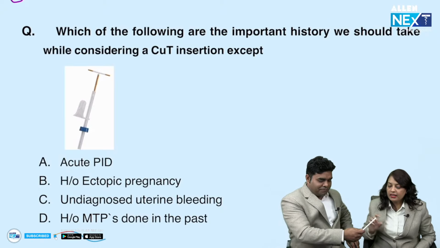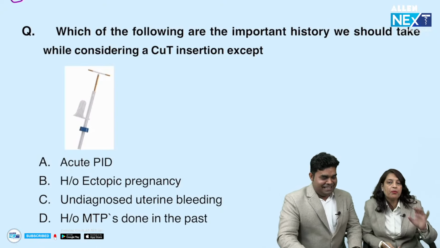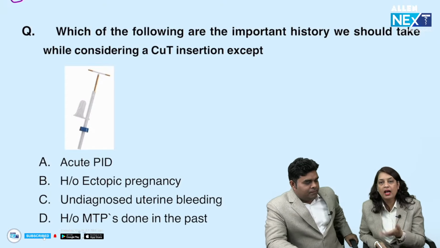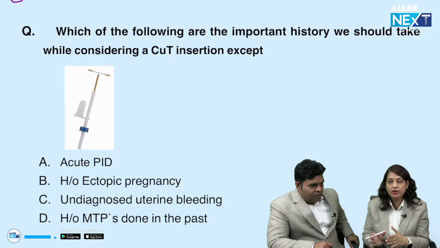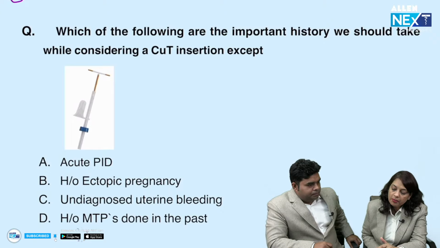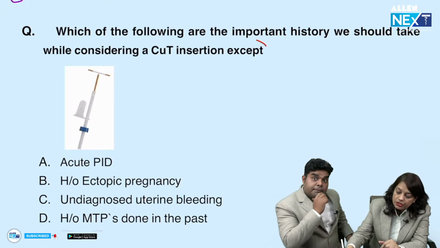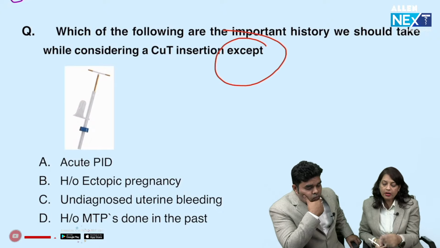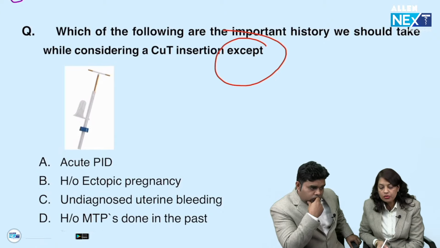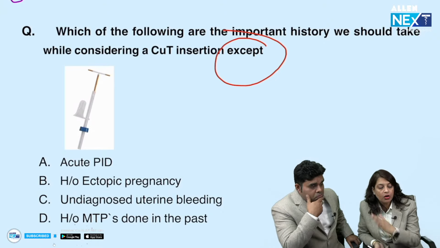We have taken up that, and let us take up something from the topic of contraception, which is very, very important and has overlapping or integrated questions of OBS and Gynae and PSM. Contraception is one. So we have kept many questions on this. Now, which of the following are important history we should take while considering a copper T insertion, except, which is not important? Acute PID, ectopic pregnancy, undiagnosed uterine bleeding, or history of MTPs done in the past, which is not important history.